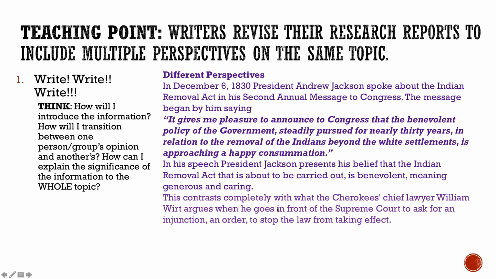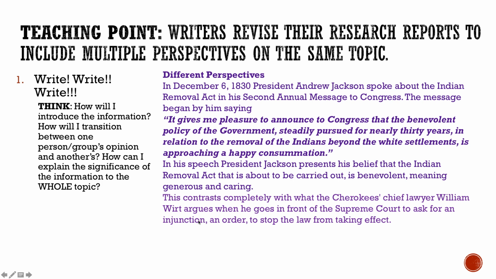The Cherokee's chief lawyer, William Wirt, argues when he goes in front of the Supreme Court to ask for an injunction, that's an order to stop the law from taking effect. Okay, so there, not only have I transitioned into the other group's opinion, but I've also given a little bit of background about where this opinion is coming from. Because it would be really weird if I just dropped it in there without explaining where this information is coming from and what is happening in history at that moment. So definitely make sure you're taking the time to do that work. Otherwise, it's going to be strange, and your reader, who maybe doesn't know a lot about your particular topic, is going to be confused.